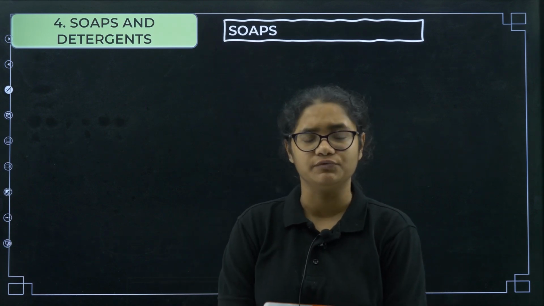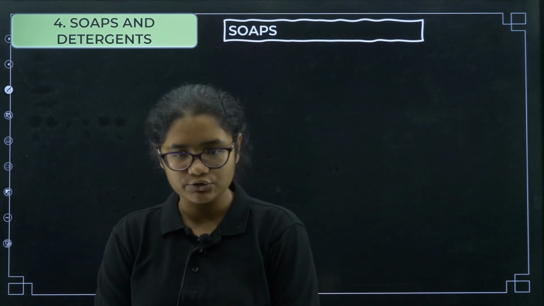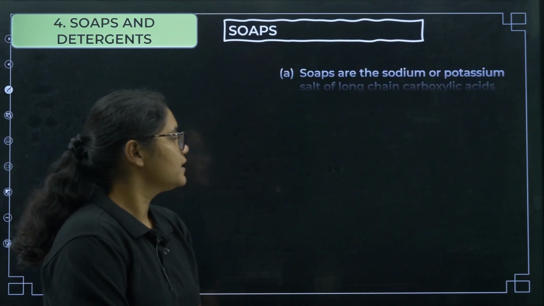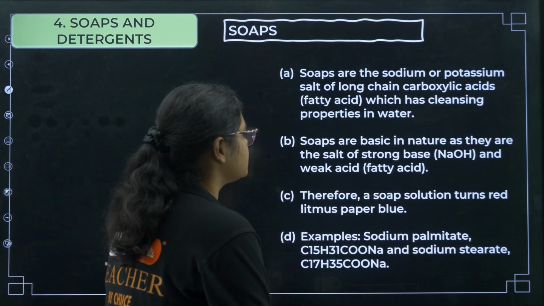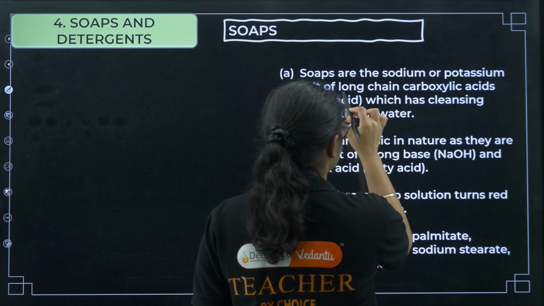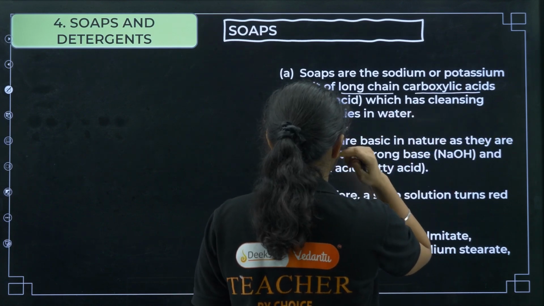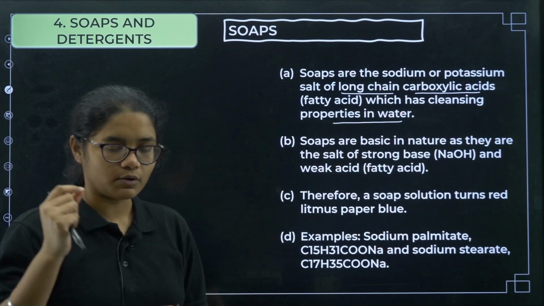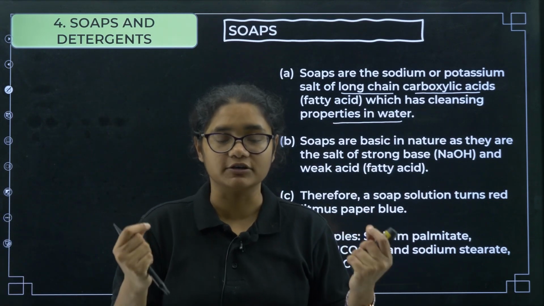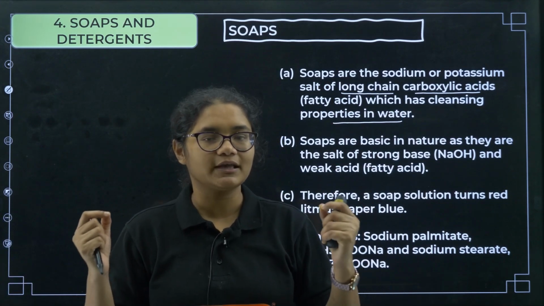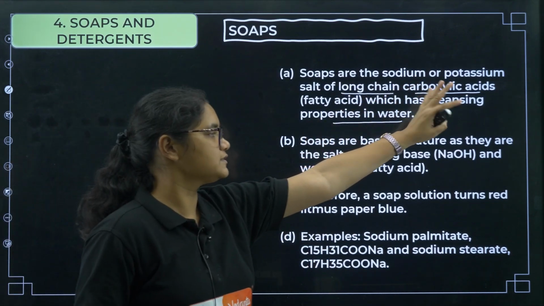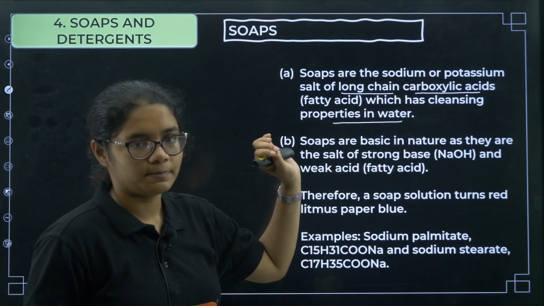Okay, this is something which we use in everyday life, so we should know the chemistry behind soaps and detergents, right? So what is soap? Soaps are sodium or potassium salts of long chain carboxylic acids which have cleansing properties in water. What type of acid, what functional group is present? Carboxylic acids, and the sodium or potassium salt of a carboxylic acid is called soap, right?